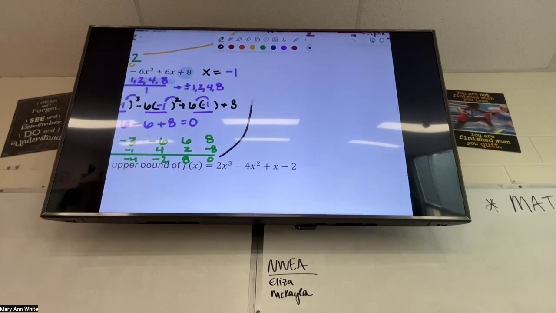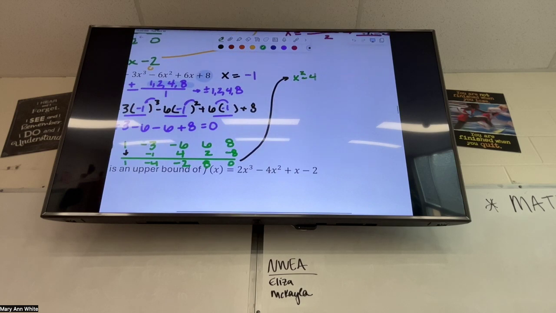Because I have no space, I'm going to rewrite it up here. I got x squared minus 4x. Oh no, x to the 3rd minus 4x squared minus 2x plus 8.